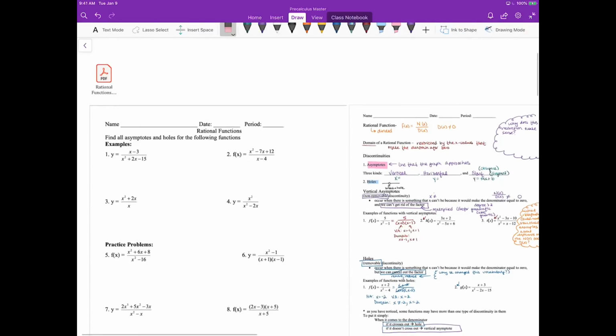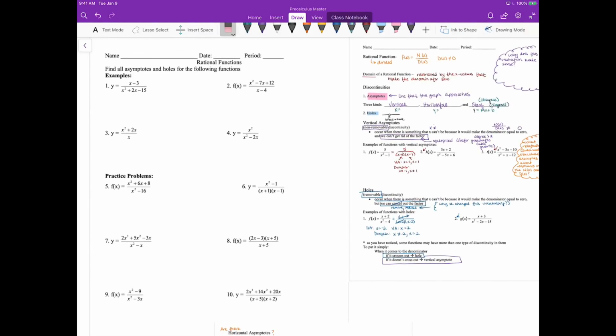In order to graph rational functions, we need to practice finding key features of rational functions, and we're going to do that with these practice problems.